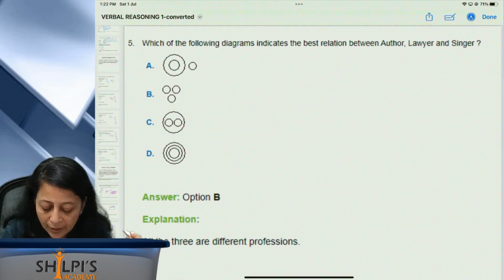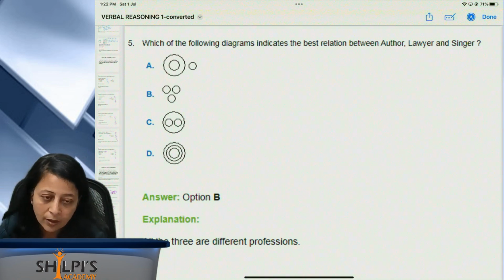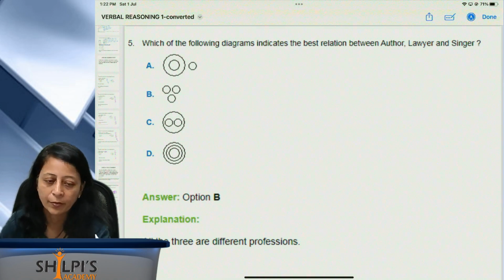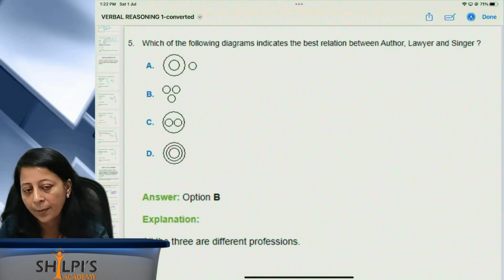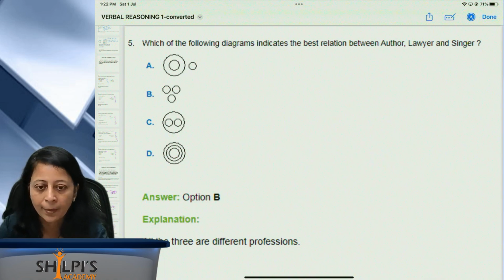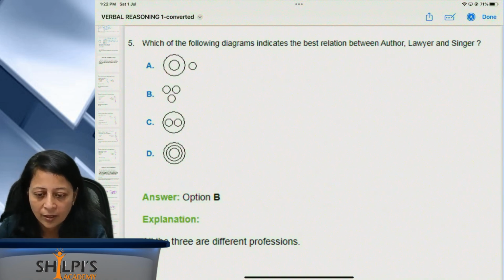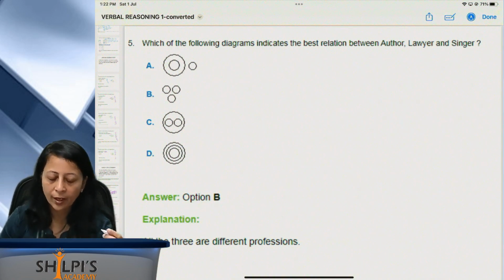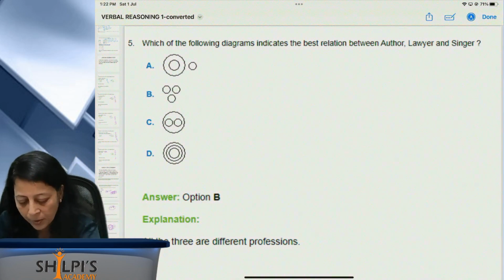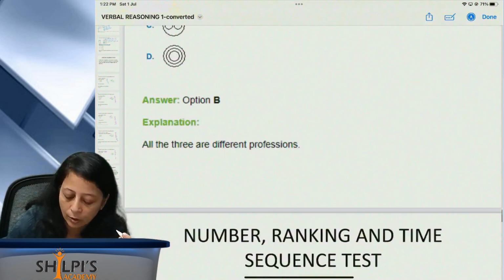Which of the following diagrams indicates the best relationship between author, lawyer and a singer? Author is a writer, lawyer is of course a lawyer, and a singer is a person who sings. So all three are professionals on their own, but are the three interconnected in any way? An author has got nothing to do with a lawyer, who has got nothing to do with a singer. So the option is B, where all three are not interconnected.